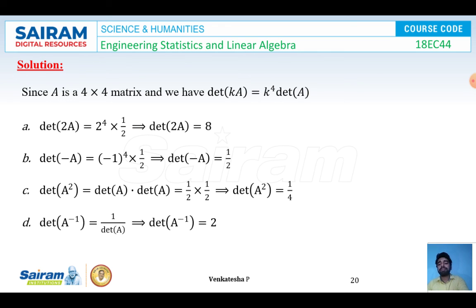Similarly, I'm going to find the determinant of minus A. So in the place of K, I'm going to replace minus 1 in this equation. So I got minus 1 power 4 into 1 by 2. So it will be equal to plus 1 by 2 after expansion.